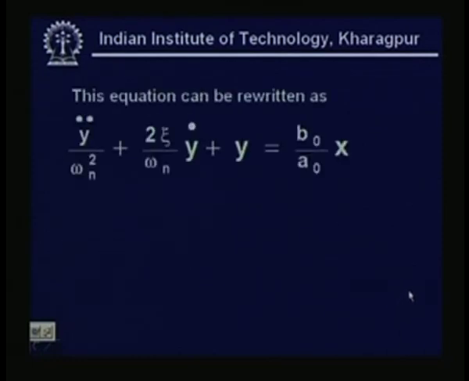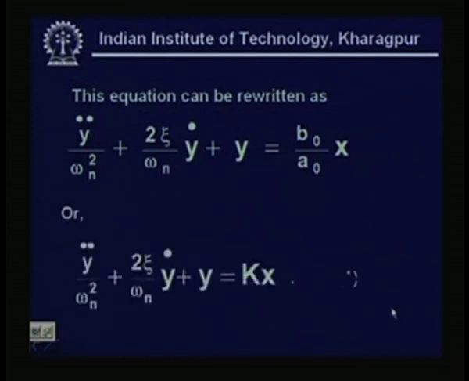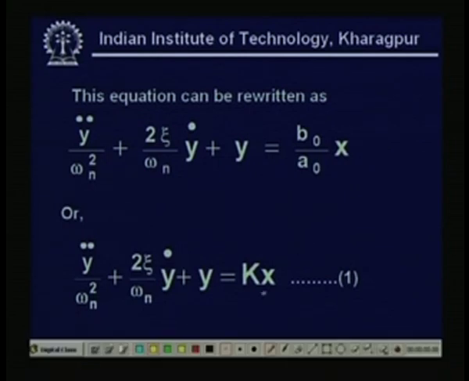Now, this equation can be rewritten as y double dot upon omega n square plus 2 xi upon omega n y dot plus y equal to B naught upon A naught into x. Or I can write y double dot upon omega n square plus 2 xi upon omega n y dot plus y equal to kx. K, as we know in the case of first order systems also, is the static sensitivity of the system, which is equal to B naught by A naught.